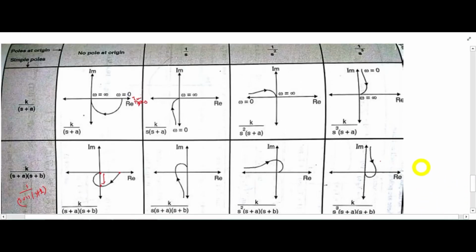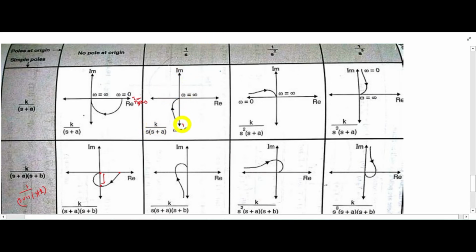Now see here, when we add 1 pole at origin, then our polar plot shifted 90 degree in clockwise direction. Again, clockwise direction here. Similarly, we can draw it. What is the type of the system? Type of the system is 1.